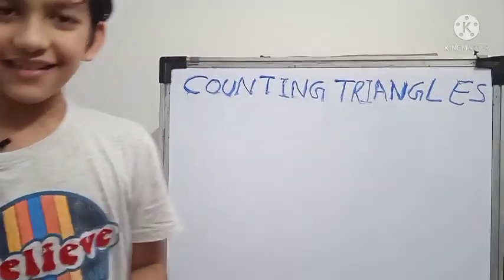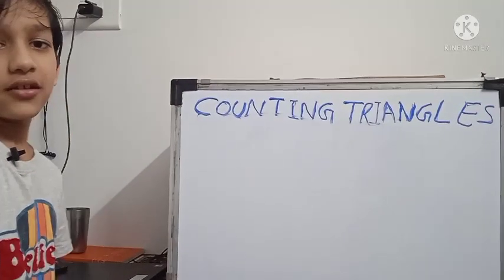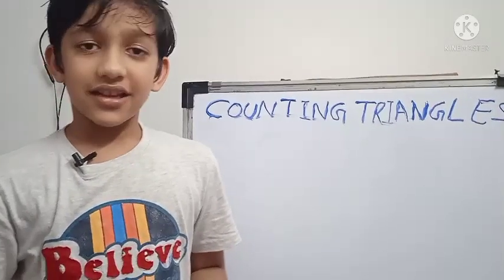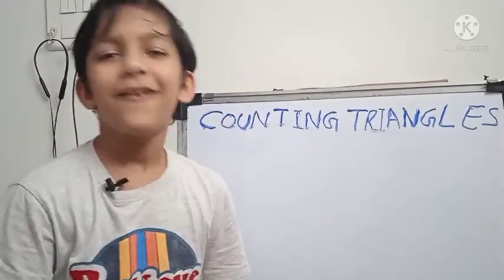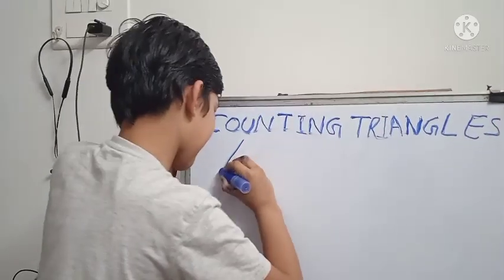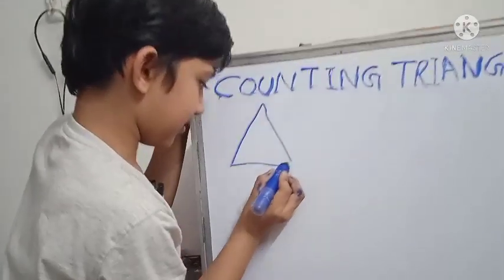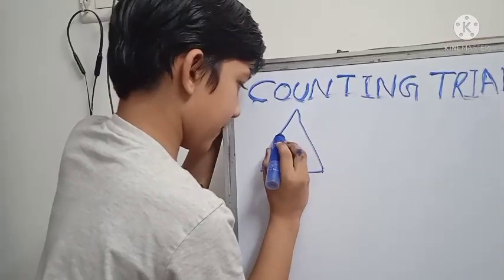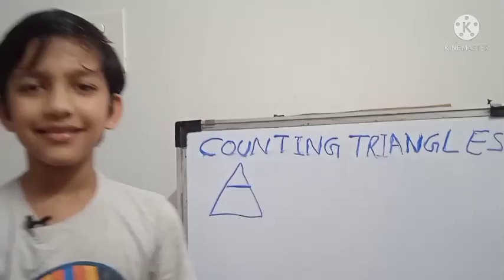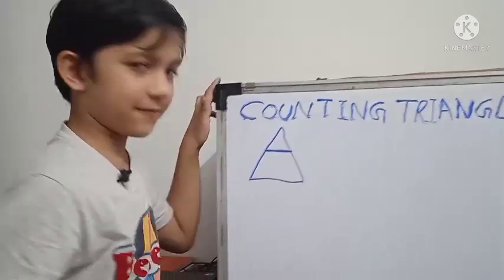Now let's learn the interesting type 2. In type 1 we learned about the vertical line, but in type 2 we will learn about the horizontal line. So the triangles will be something like this. Let's start type 2.